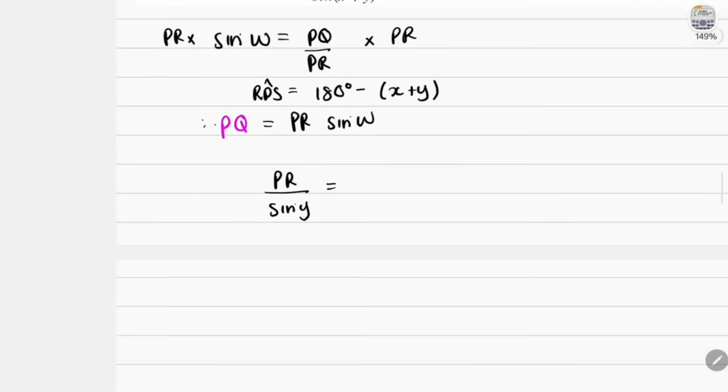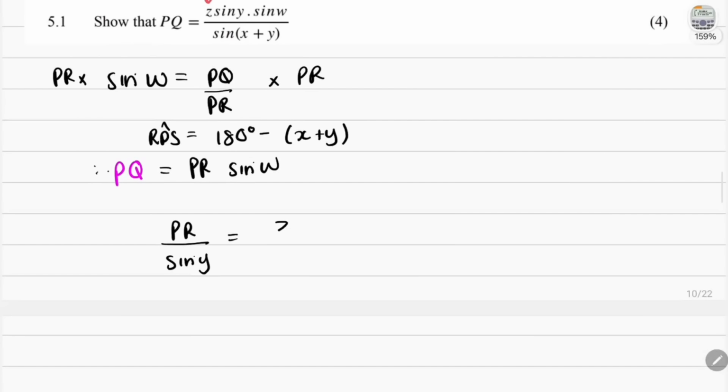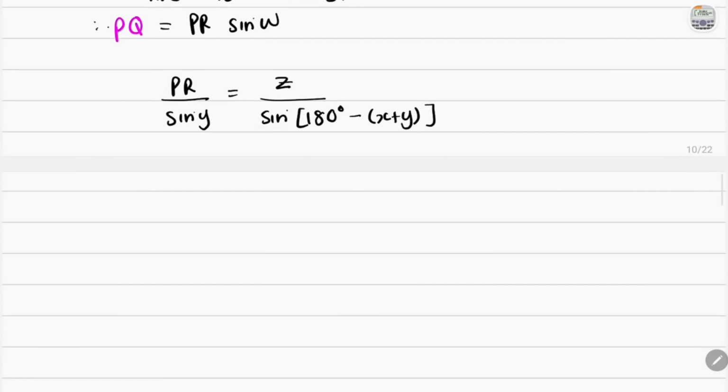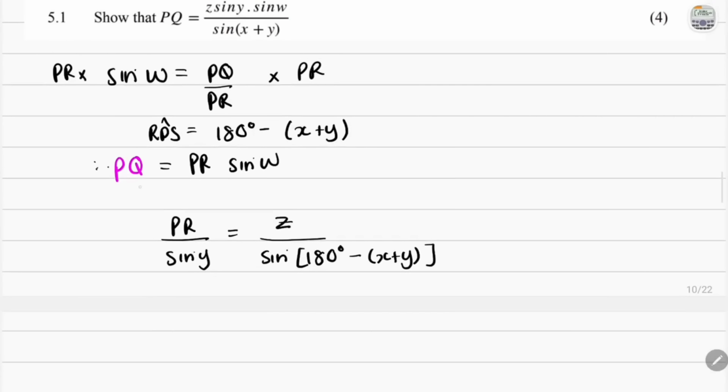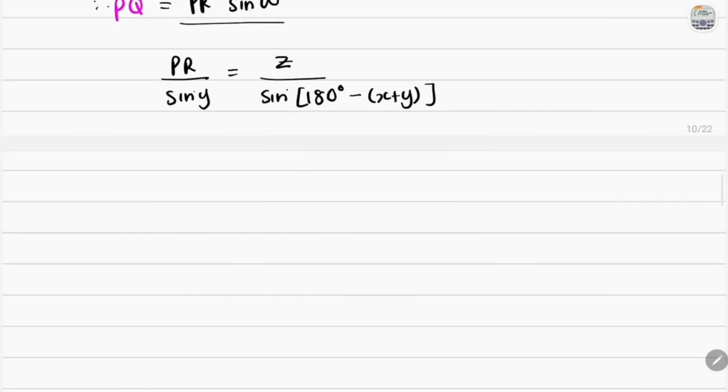Okay, so this is over RS, which is Z. So Z over sine, and it's this angle 180 degrees minus X plus Y. And then they clearly just applied sine's reduction here. Okay, so the goal is still to find PQ. We're just trying to find PR so we can substitute it into this equation. So let's find PR. Let's simplify first.